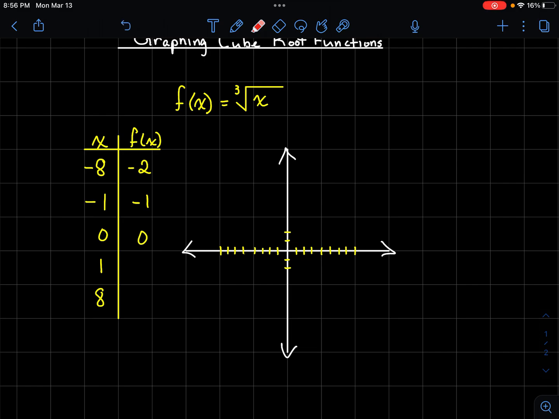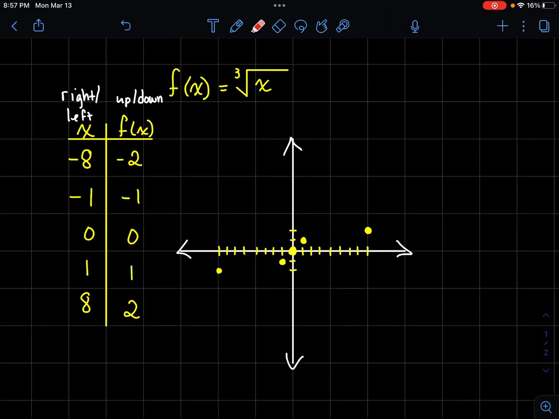What's the cube root of 0? That would be 0. The cube root of 1 is 1. And the cube root of 8 is 2, because 2 times 2 times 2 is 8. I can take all of these values and go to my graph over here to the right and plot the points. I have a dot at (-8, -2), at (-1, -1), (0, 0), (1, 1), and at (8, 2).